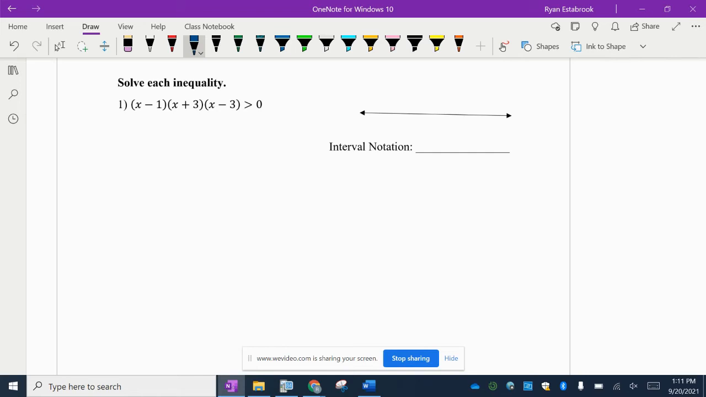Now, I'm going to use this to my advantage and say there are zeros at x equals 1, x equals 3, and x equals negative 3. So I'm going to the number line. Those are zeros. They're roots. They're solutions if it was just equal to 0. Because it's greater than, but not greater than or equal to, these are all going to be open circles.